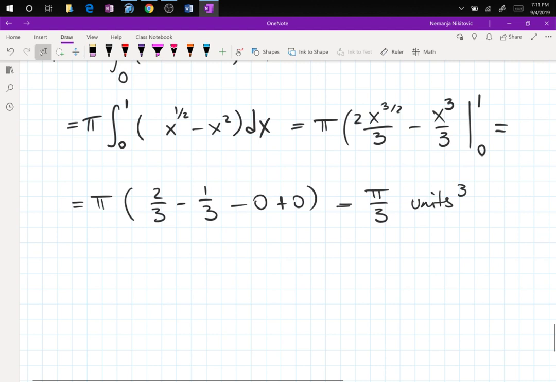You just write units cubed. If the problem gives you, especially in my MATLAB homework, inches or something, if you don't put inches cubed, it's not going to be fantastic.